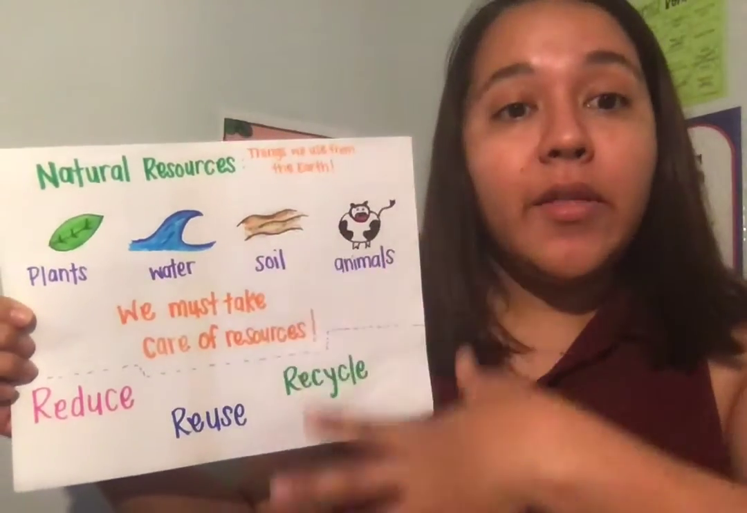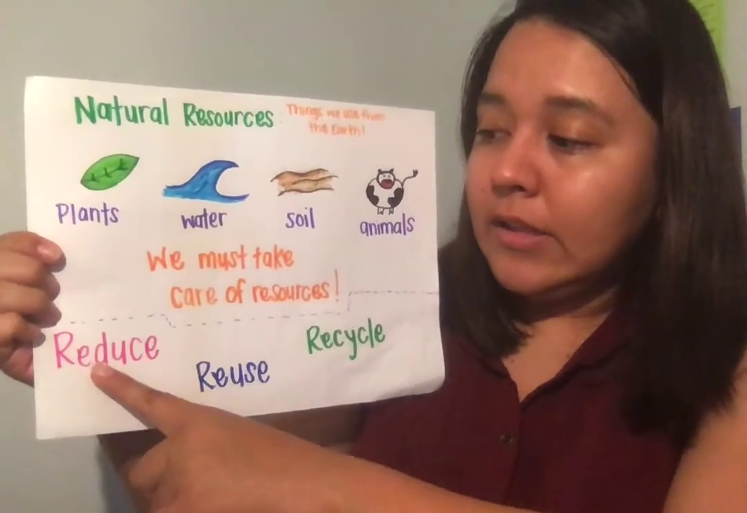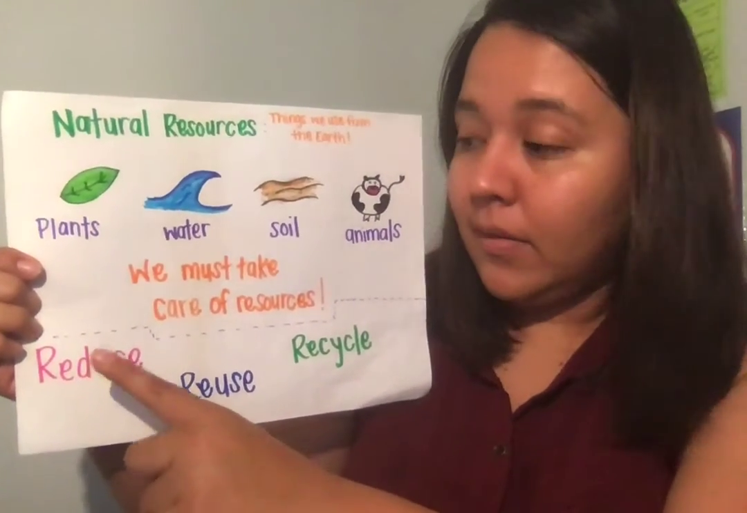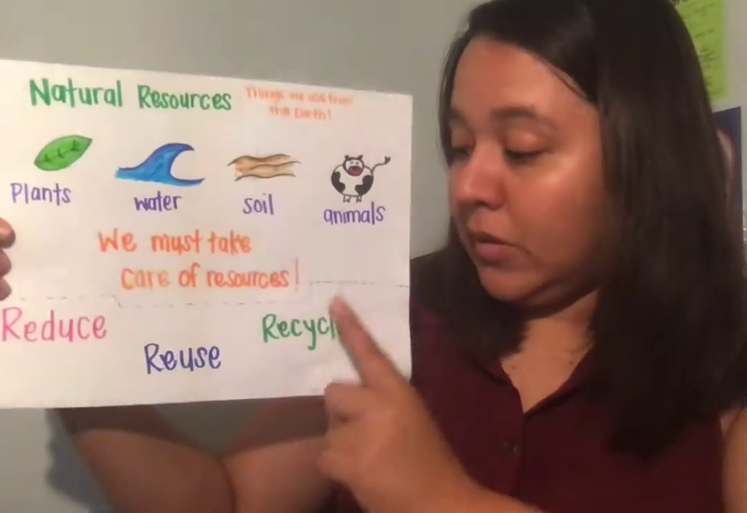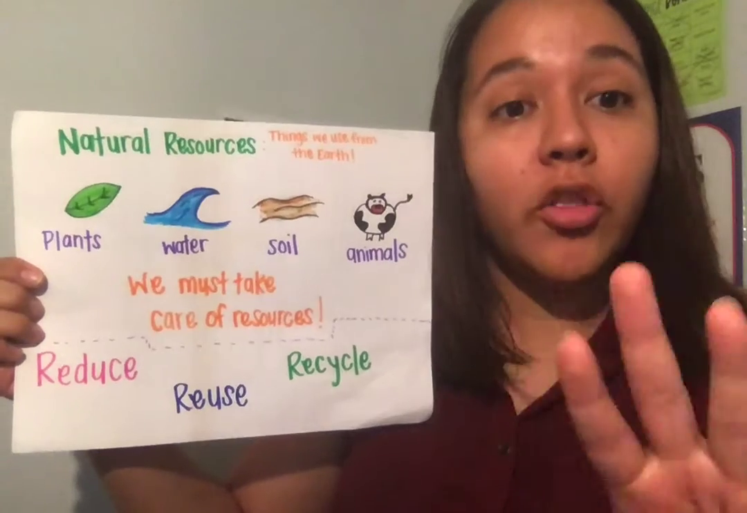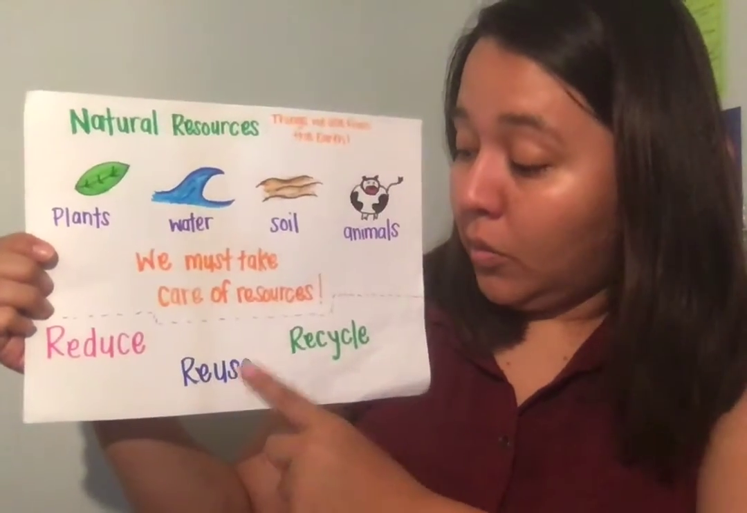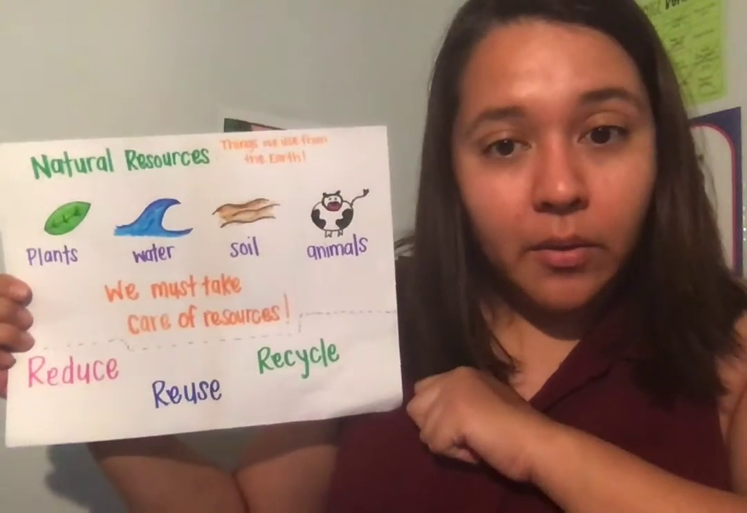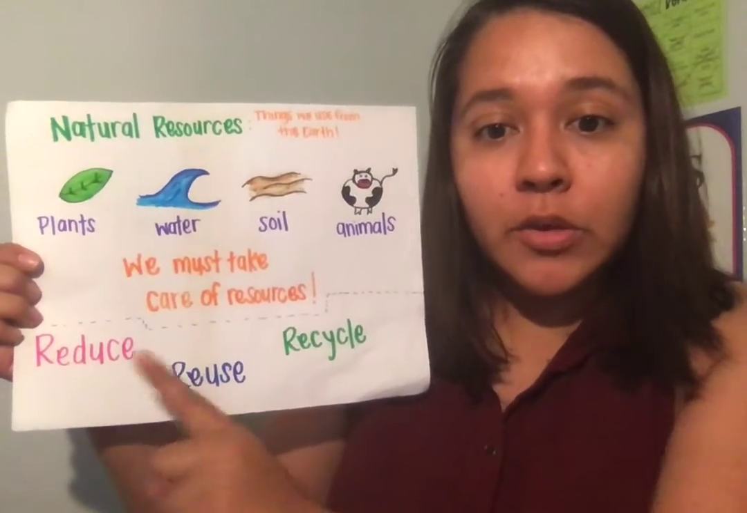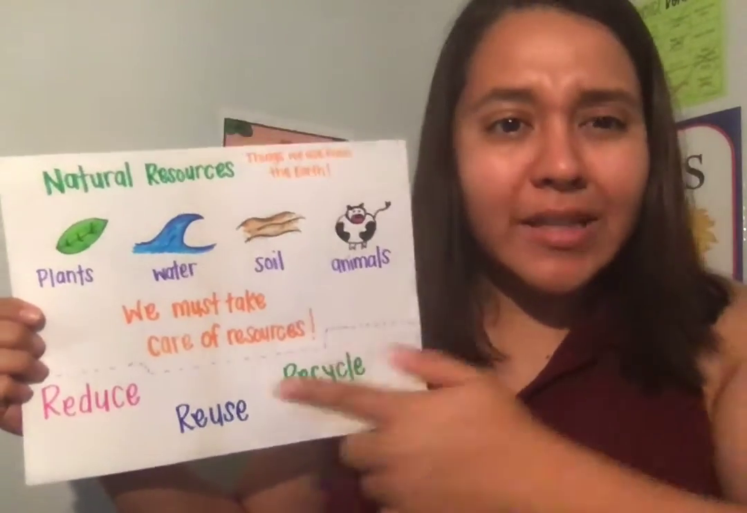Okay? So another way that we could take care of our resources is by doing reduce, reuse, recycle. Those three things, and they all three start with the letter R, and it says reduce, reuse, recycle. Say it again with me. Reduce, reuse, recycle. So, do you guys know what these words mean?